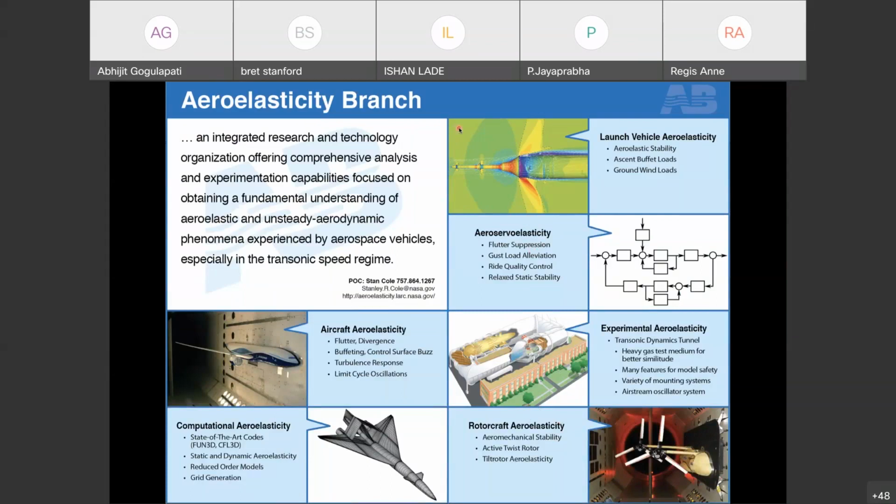For the very brief amount of time those launch vehicles are in the atmosphere and subject to atmospheric loads.